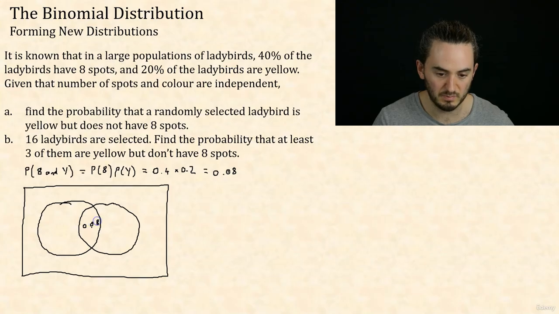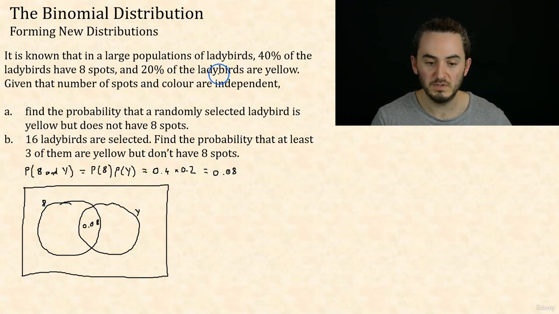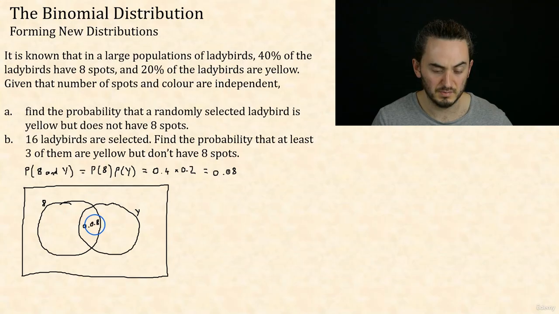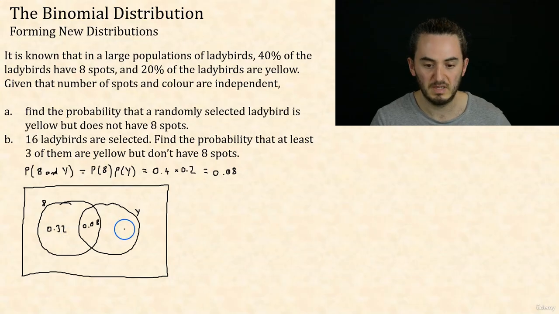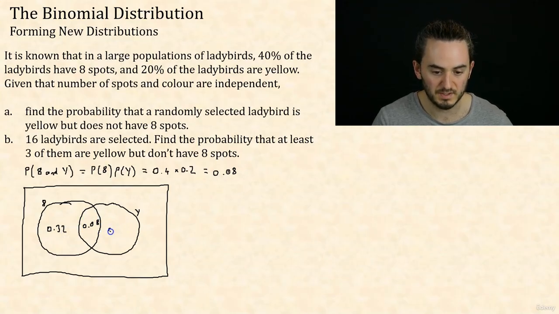And I haven't labeled these, so I will do that now. So this represents them having 8 spots, and this represents them being yellow. Now I know that 40% of the ladybirds have 8 spots. Well, I've got 8% in here, so 32% is left over, so that better go in this section. And 20% are yellow, and 8% are already accounted for, so I've got 12% here.